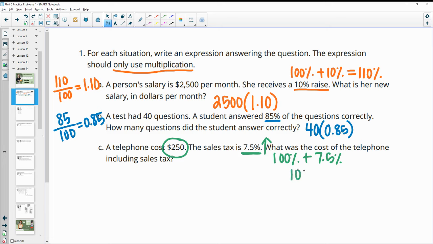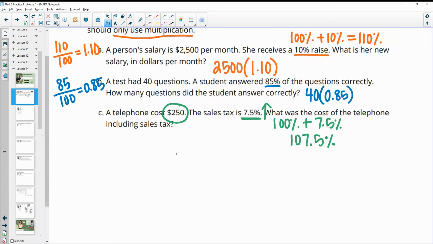So this means we're paying 107.5% of the cost of the phone. So then we'll be doing the cost of the phone times 107.5 as a decimal, which is 1.075. Again, if you need to do this to figure out what it is with a calculator, you can. It just moves the decimal place back 2 points. So then you end up with that 1.075.